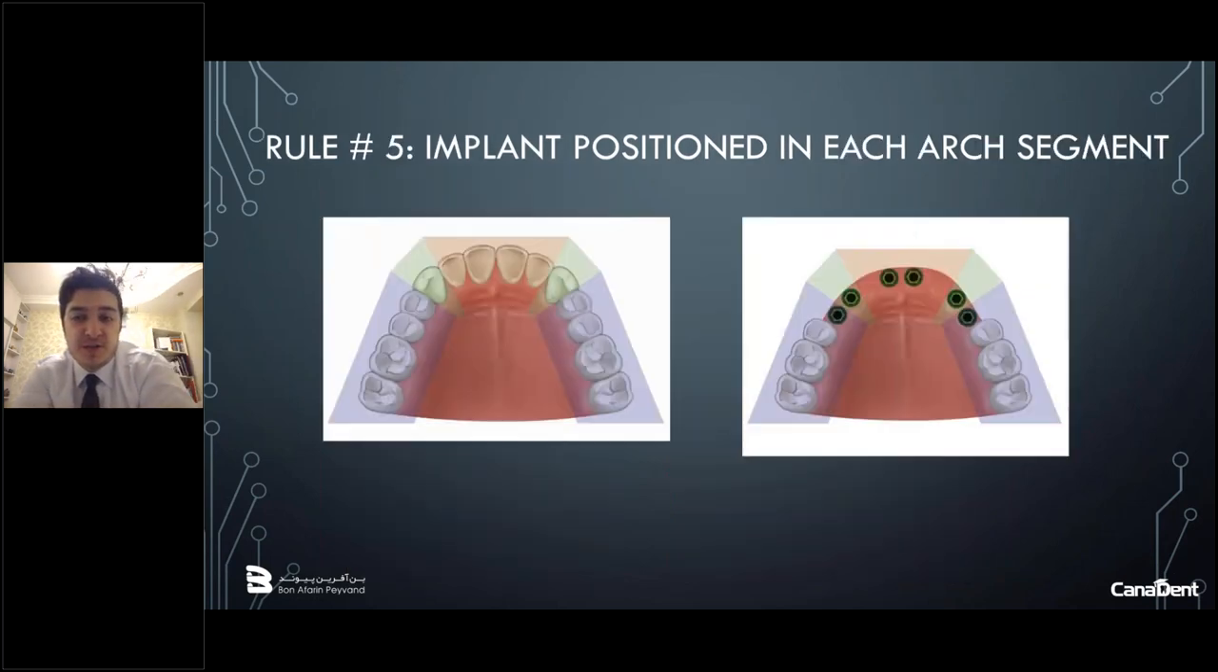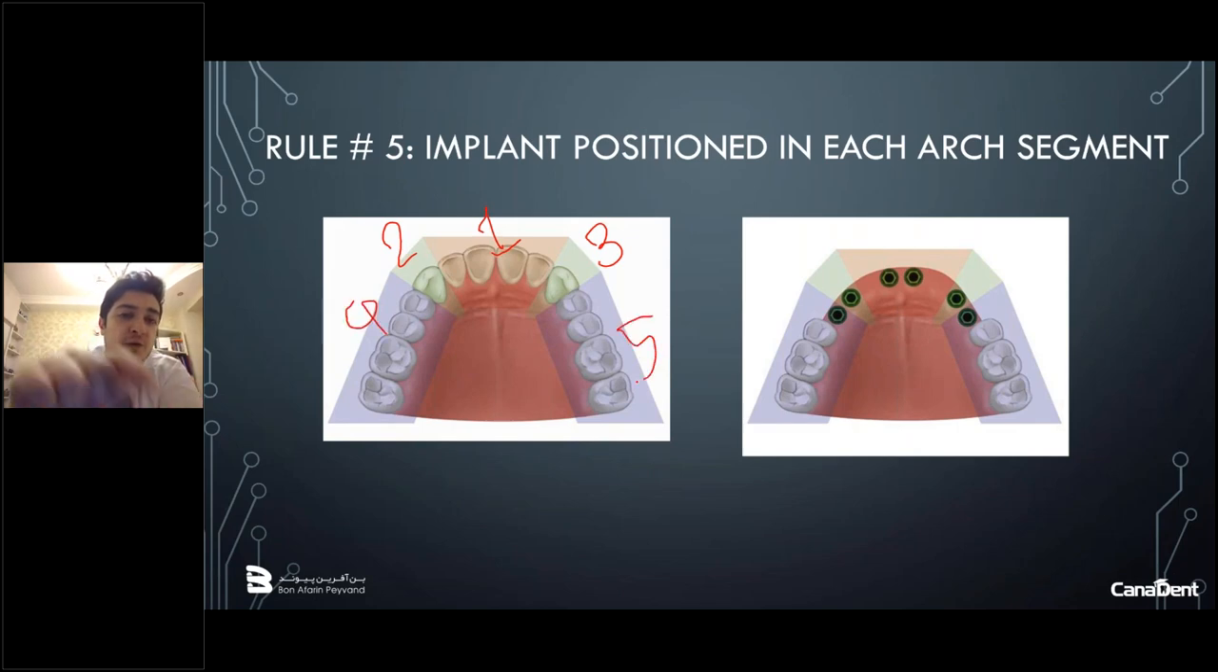And last but not least is the five-segment rule of dividing the arch. As you can see in this slide, each arch is divided into five parts. First is lateral to lateral incisor, which I put a number on it. The second and third are the canine regions. And the fourth and fifth are the premolar and molar regions. As a rule, we must always place at least one implant in each segment.